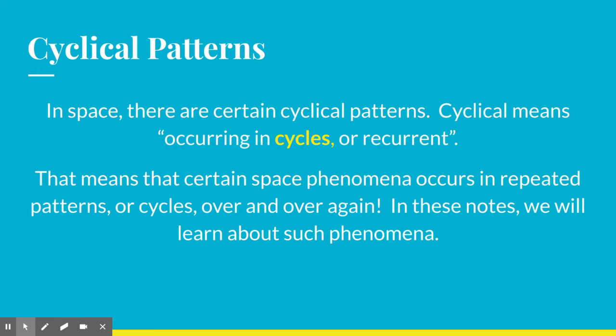And in space, we're looking at them because of how these objects in space, the Earth, the moon, and the sun, are moving around one another. So we're looking at cyclical patterns in space, meaning patterns that occur over and over again due to celestial movement. And over here, it says that this means that certain space phenomena occur in repeated patterns.